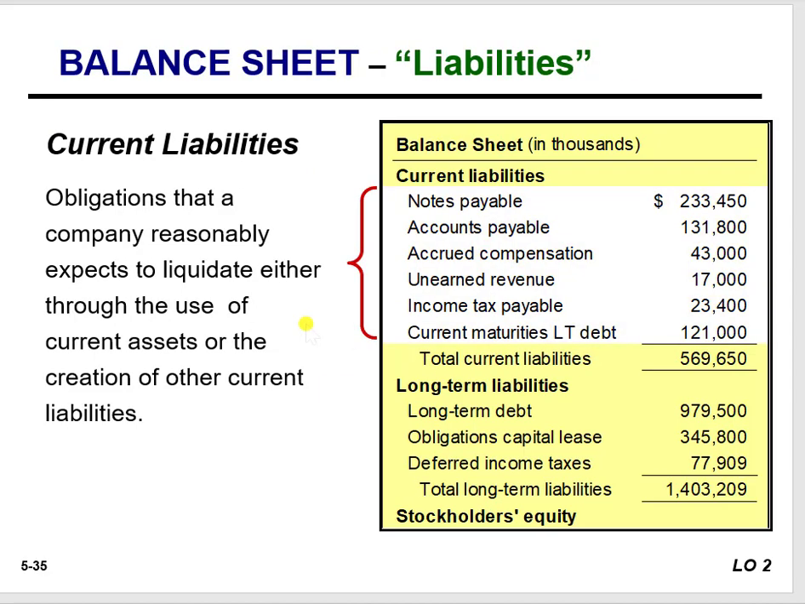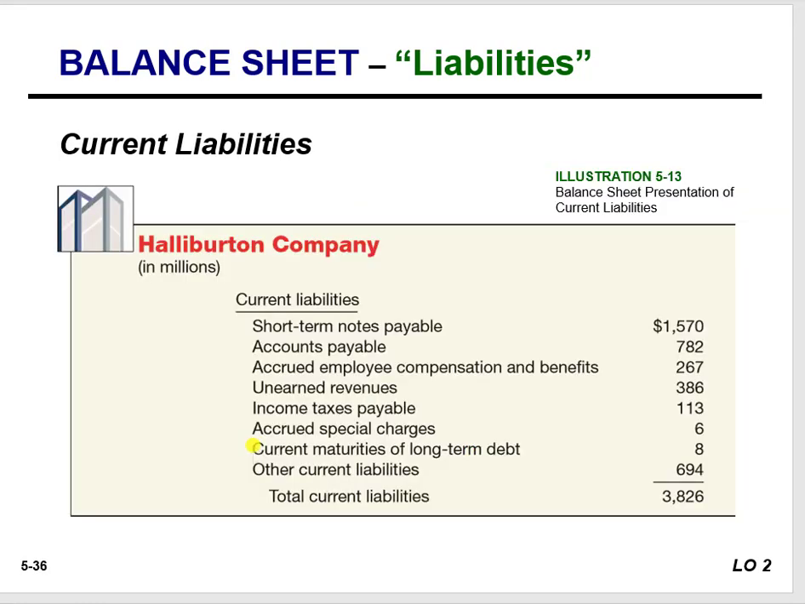And so obligations that a company reasonably expects to liquidate either through the use of current assets or the creation of other current liability are in the current liabilities section. That makes up notes payable, accounts payable, accrued, unearned, your income tax payables. And so another example, Halliburton Company.